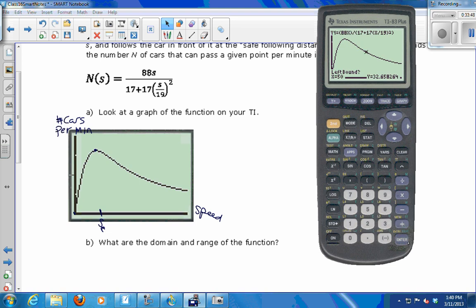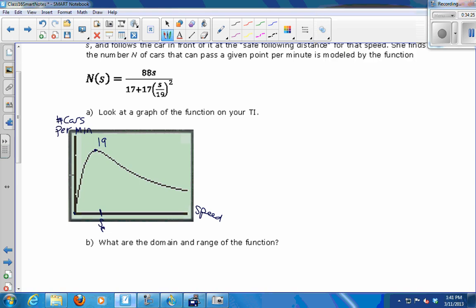And you use it almost just like 0. You do left bound, right bound, guess. So you just move the cursor till it is somewhere to the left of this maximum. And then move it so it's somewhere to the right of the maximum. Hit enter. And then guess, somewhere between your left bound and your right bound. And it says that that maximum value happens at 19, 49 if I'm rounding to the nearest whole number.